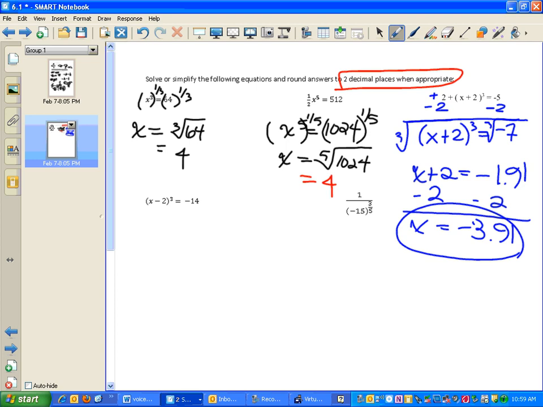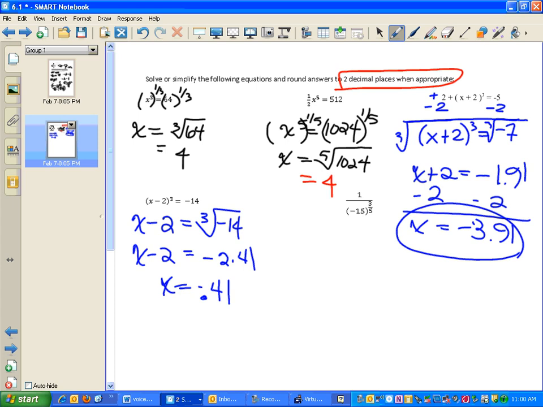Does that make sense? All right. So what am I going to do to this problem? I'm going to do the same thing. Take the cubic root. I'm left with x minus 2 is equal to the cubic root of -14. On your calculator, what's the cubic root of -14? Make sure you all get it so that you don't read it backwards like me. So what does x equal? -0.41. Are we all good on this?